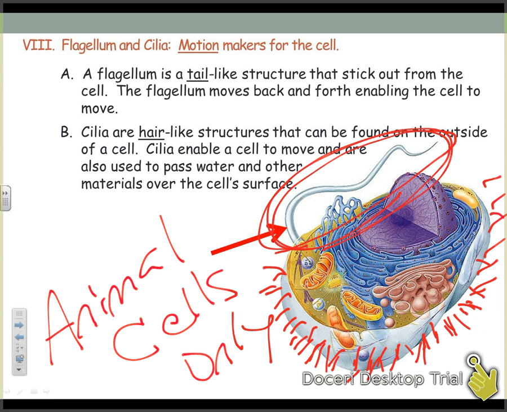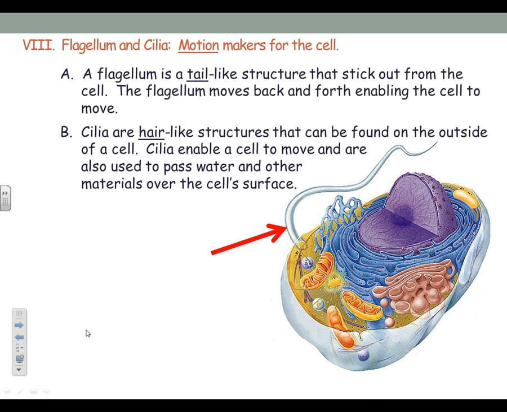Now, it's important to note, not all animal cells can move. Actually, the vast majority of animal cells cannot move. If you think about the cells inside of your body, most of them cannot move on their own. Only few animal cells can actually move on their own. But only animal cells have the ability to do this. Plant cells do not have the ability to move. So that's important to understand.